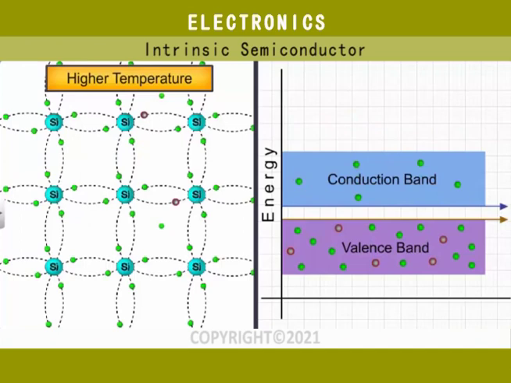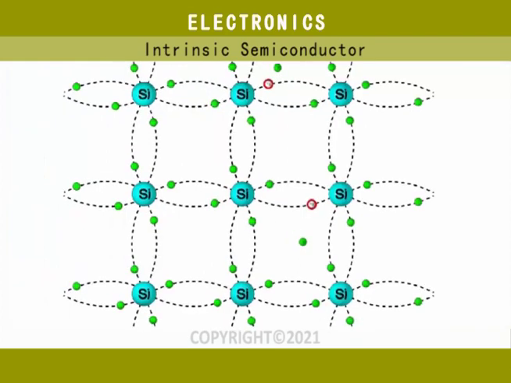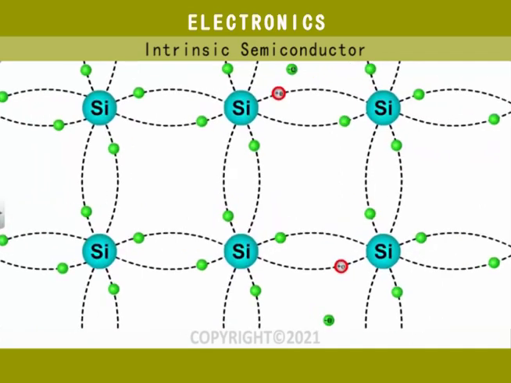Note that each electron that moves to the conduction band leaves behind a vacancy in the valence band. This can be visualized as breaking of a covalent bond, where an electron becomes free and leaves behind a vacancy in the covalent bond. An electron breaking away from a covalent bond takes away a unit negative charge with it, leaving behind a vacancy with an assumed unit positive charge.